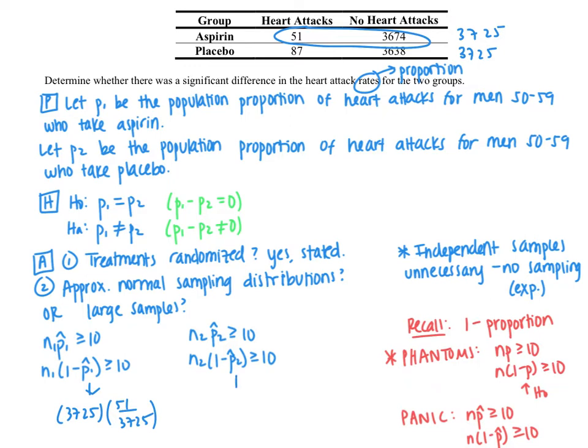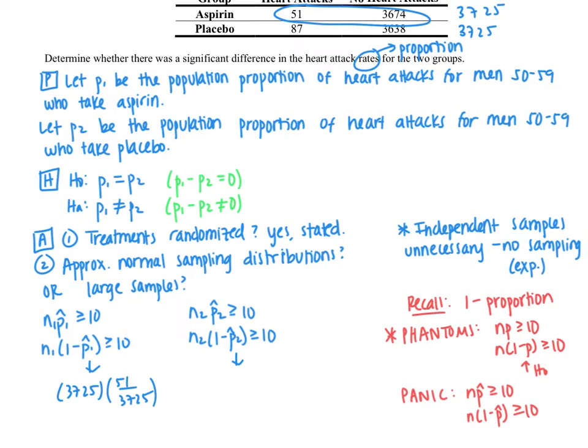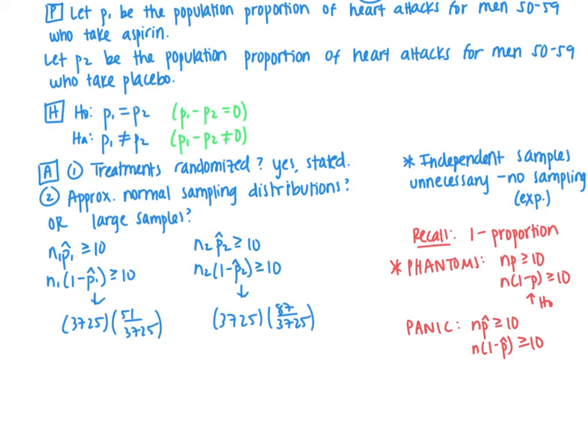And then for our other sample, the placebo group, our sample size is the same, 3,725. This time, though, the heart attack rate is 87 out of 3,725. Don't do extra work here. This works out so nicely. Those cancel. We get 51 is greater than or equal to 10, which is true. In this case, we get 87 is greater than or equal to 10, which is also true. You cannot stop there. You have to check the other one as well.